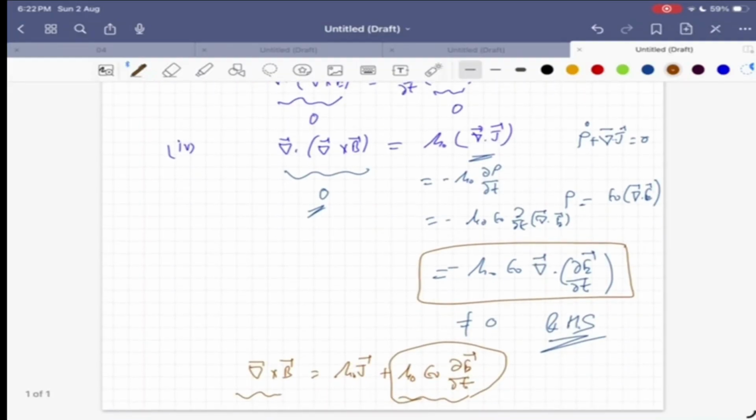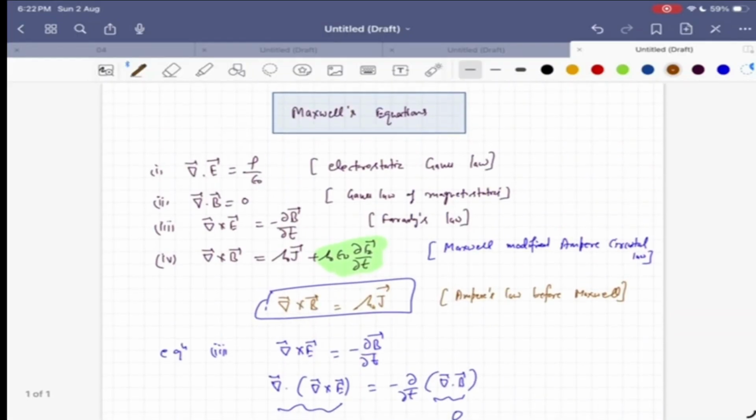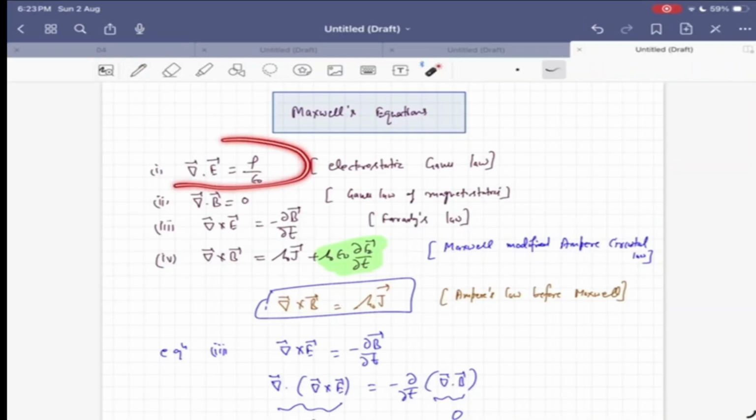Now we can have a lot of discussion regarding Maxwell's equations. First, one thing we can discuss is the physical significance of the first equation, del dot E equal to rho upon epsilon naught. It says that there is a possibility that electric monopole can exist, because the first equation says the divergence of electric field is not always zero. It depends on rho. If rho is zero, the charge distribution is absent, then of course divergence of electric field is zero.